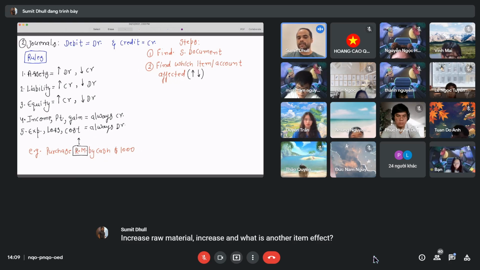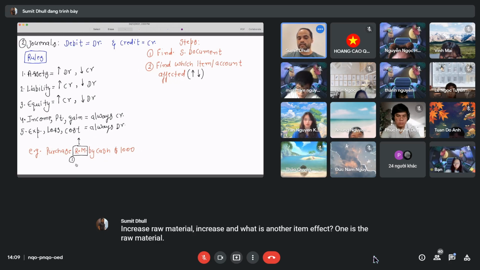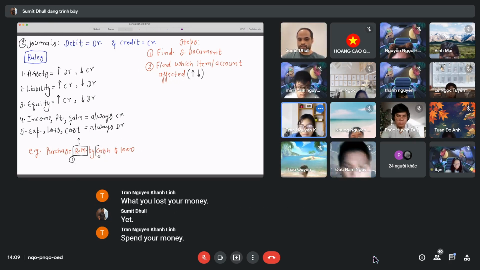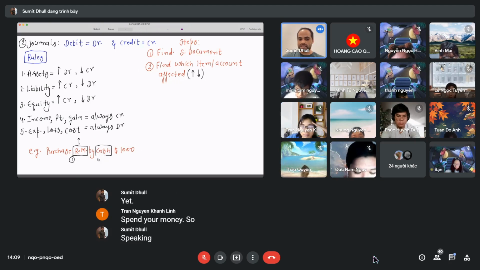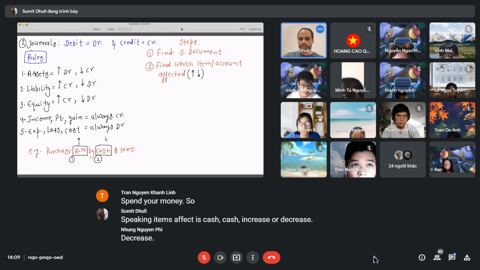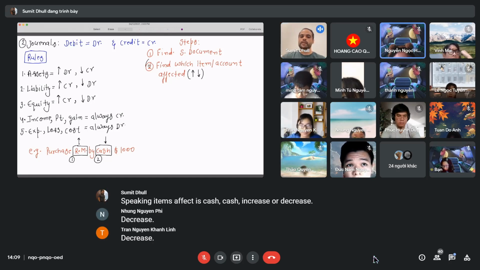One is the raw material. You also lost your money, spend your money. So the second item affected is cash. Cash increase or decrease? Decrease. This is your step 2.